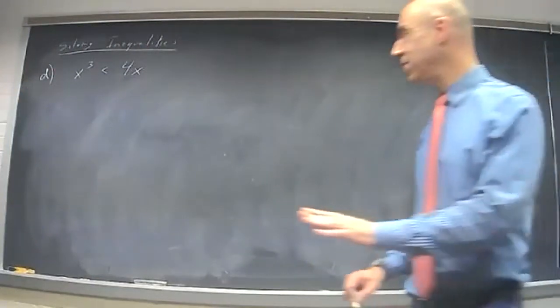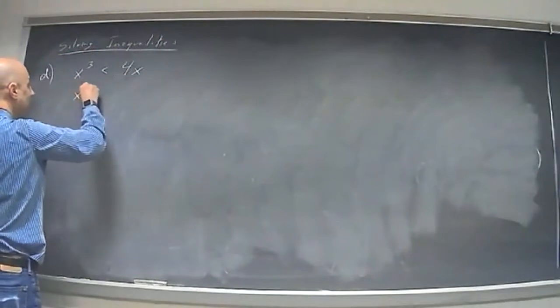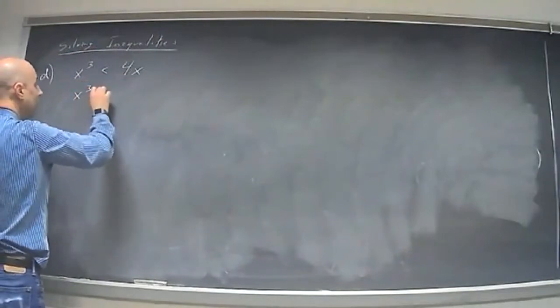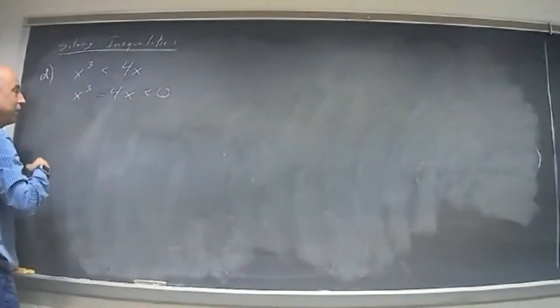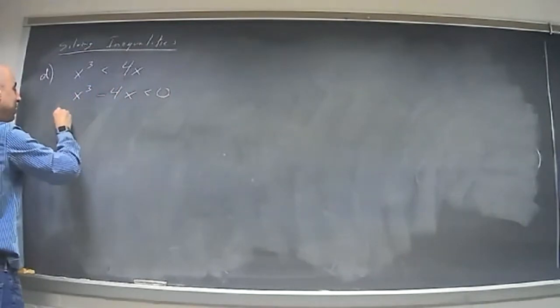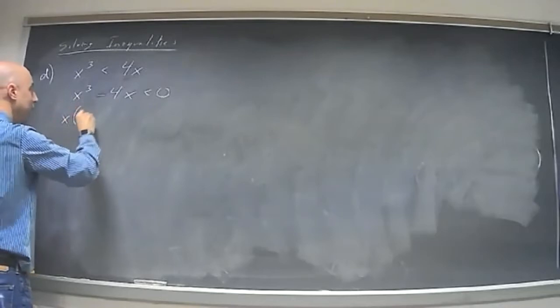Hoping your first few steps were very clear to you. Bring the 4x over. Hoping your next step was clear to you. Factor out an x, common factor, easiest kind of factoring, first one you look for.